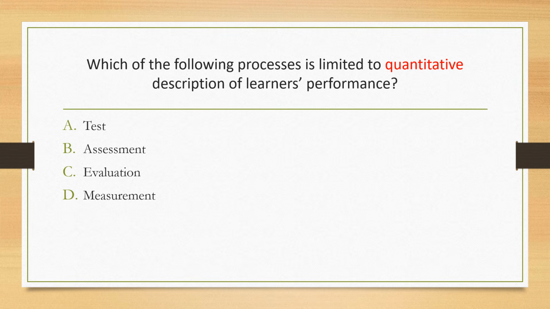Which of the following processes is limited to quantitative description of learners' performance? Again, the keyword is found here, which is quanti. We are quantifying learners' performance, and when it says quantitative, it means we are quantifying learners' performance, and therefore we go for measurement. All right. Okay, our next question.